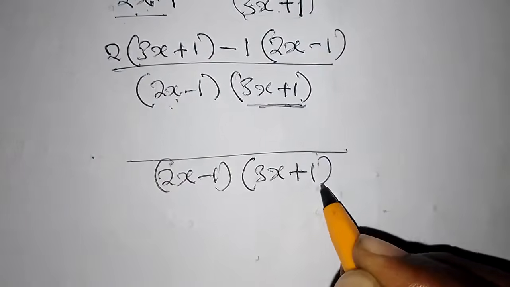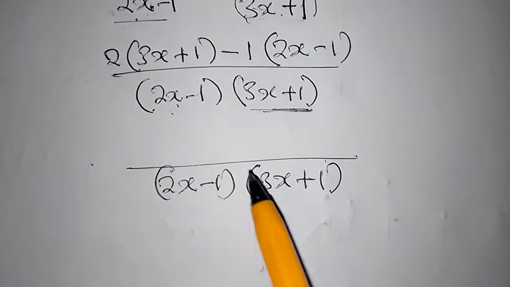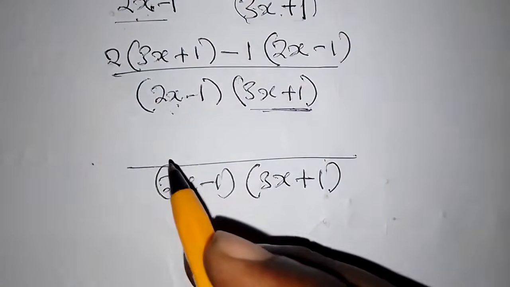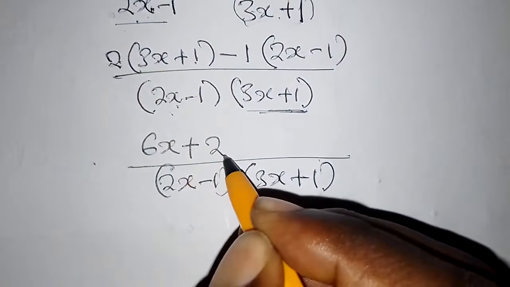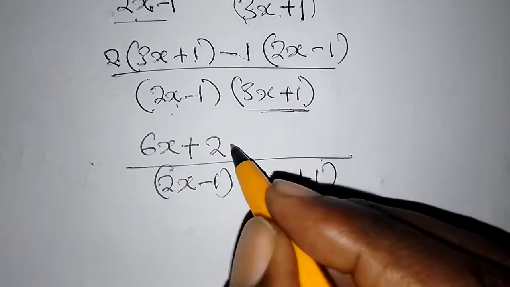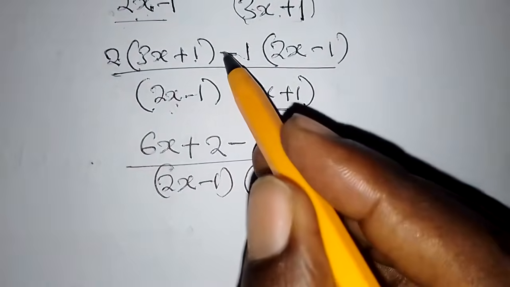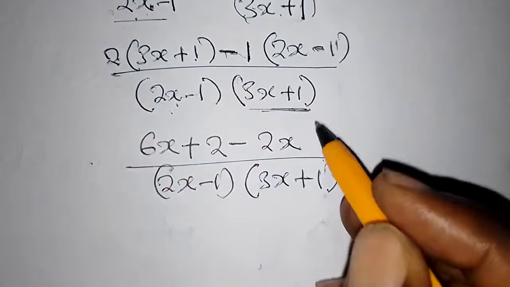You do this. So you say 2 times 3x, 6x. 2 times 1, it is 2. Negative 1 times 2x, negative 2x. Negative 1 times negative 1, that is positive 1.